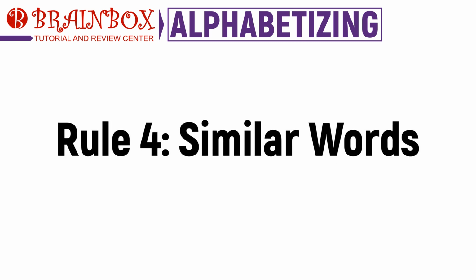Rule number 4. If you come across similar words, always remember that the shorter word comes first. Why? Because blank space is alphabetized before a letter space. That's why ant comes before ants.